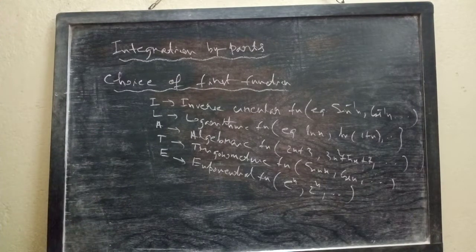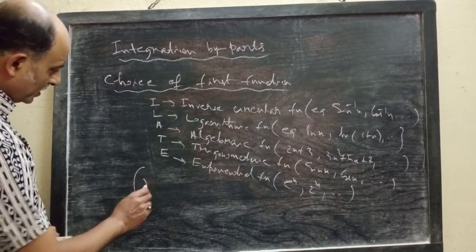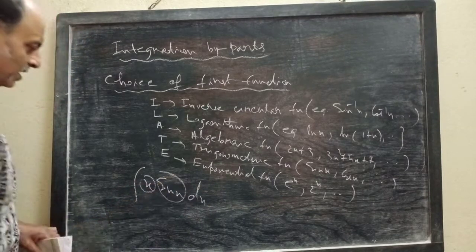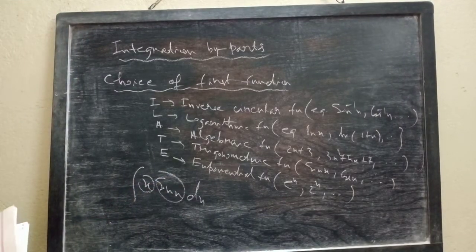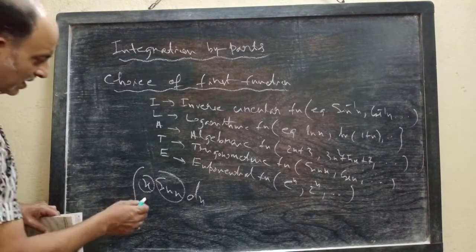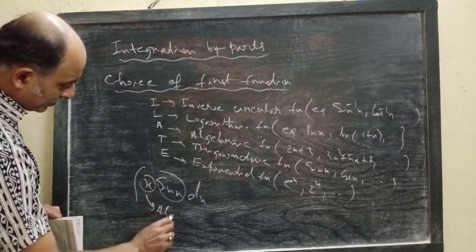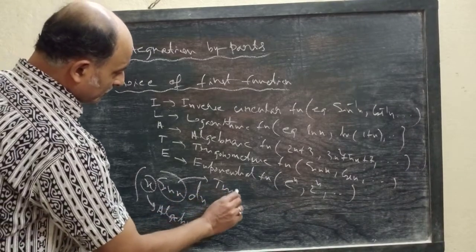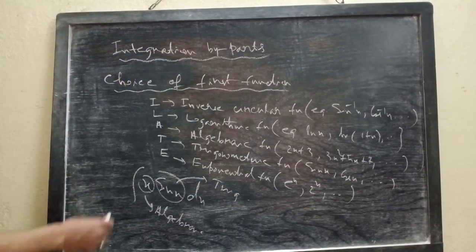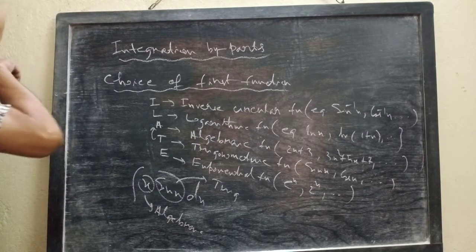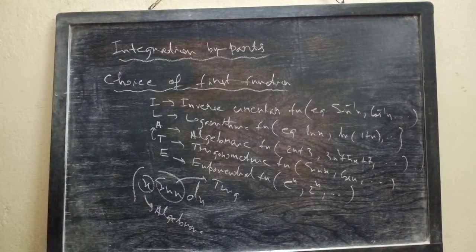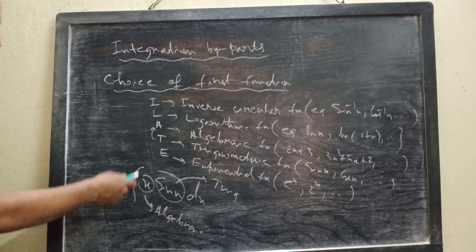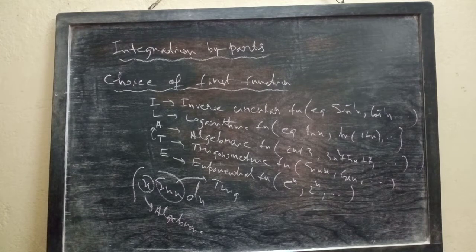What is the rule? Suppose we have integration x sin x dx. This is one function, this is another function. One function is x, another function is sin x. Let us study their nature. x is an algebraic function and sin x is a trigonometric function. Algebraic stands before T, so you have to choose x as the first function and sin x as the second function.